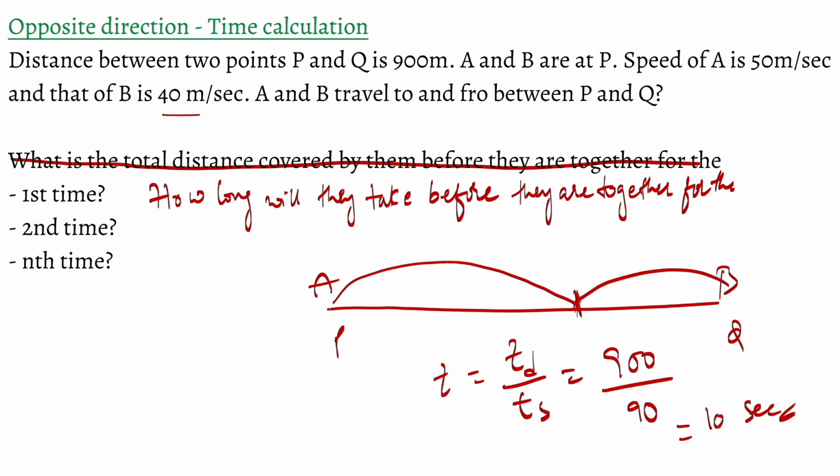And what about second case? Second case, it is 1800, right? We calculated in the previous slide. So 1800 by the total speed, 90 meter per second, will be equal to 20 seconds. And what about nth time? Nth time is 10 seconds for the first time and n minus 1 into 20 seconds for the remaining.